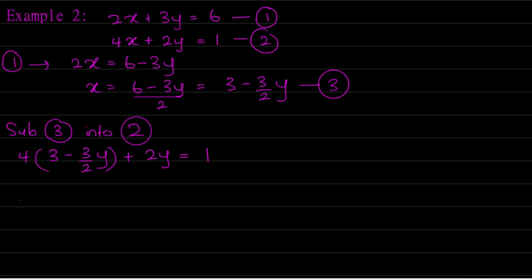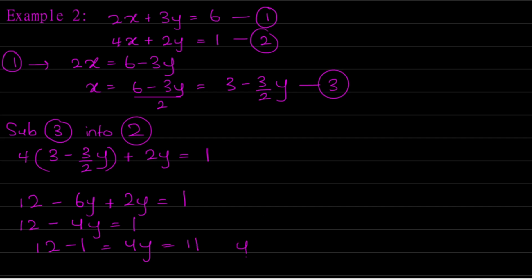So I expand this, and that gives me 12 minus 6y, plus 2y equals 1. And that is equal to 12 minus 4y equals 1. And if you take the term containing y to one side, we have 12 minus 1 equals 4y, which is equal to 11. Therefore, y is equal to 11 over 4.